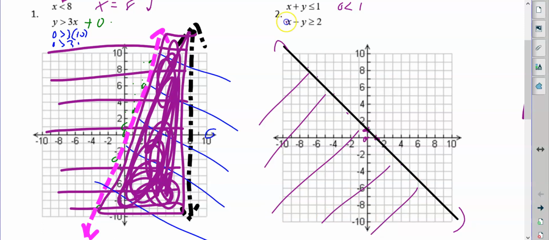Okay, and I can do the cover-up method again here. Be careful. Here I would have to divide by -1. So y would be -2.